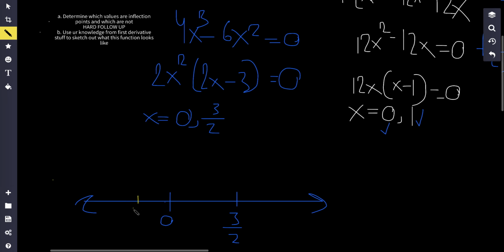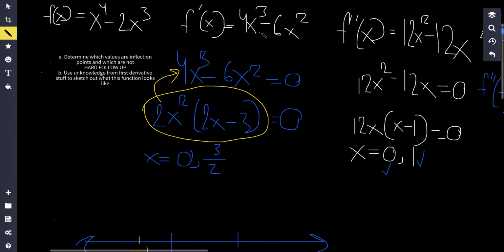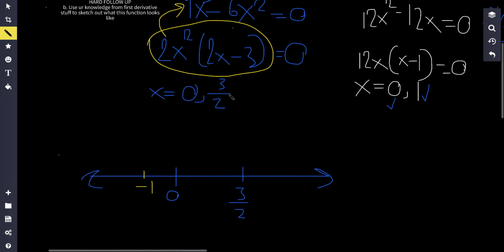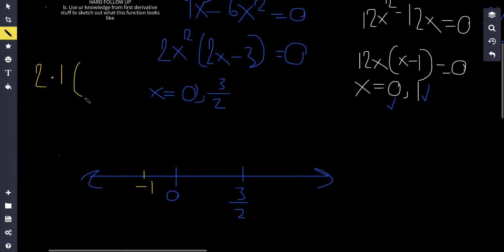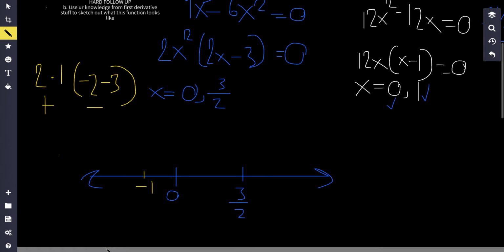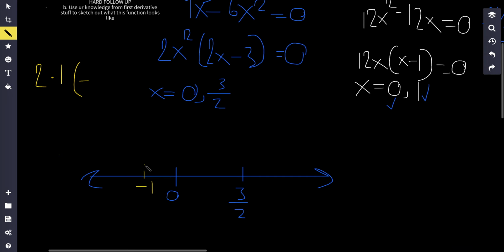So anyways, if I plug in -1 here, I'm going to use the factored form of my first derivative. Notice how when I plug in -1, I get 2 times -1 to the second power, so that's +1. And then this is multiplied by -1 times 2, which is -2, minus 3. So essentially we have a positive value being multiplied by a negative value. That's going to give me a negative value.